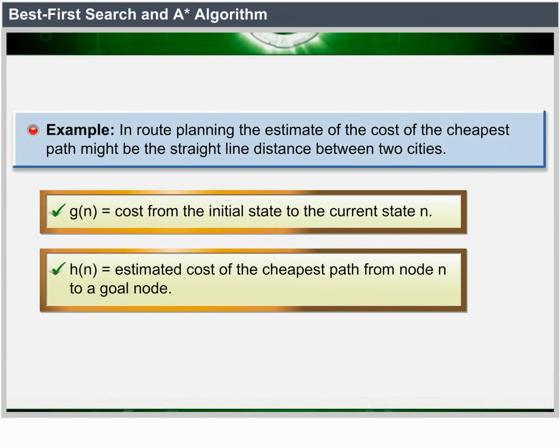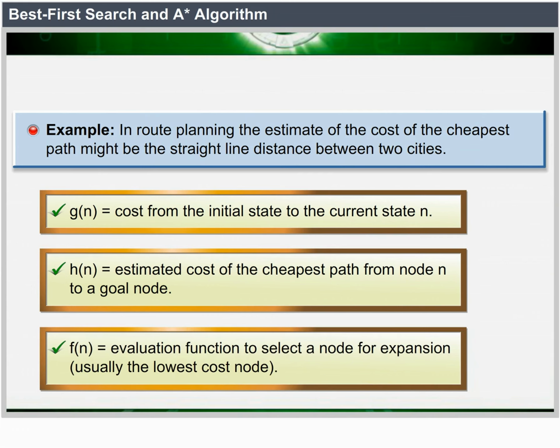h(n) is the estimated cost of the cheapest path from node n to a goal node. f(n) is the evaluation function used to select a node for expansion, usually the lowest cost node.